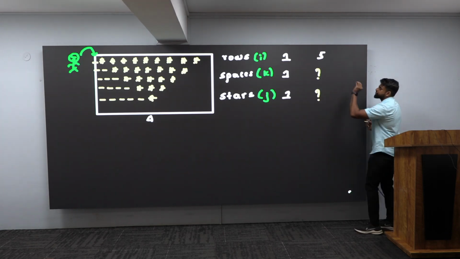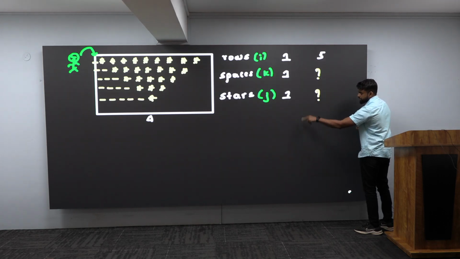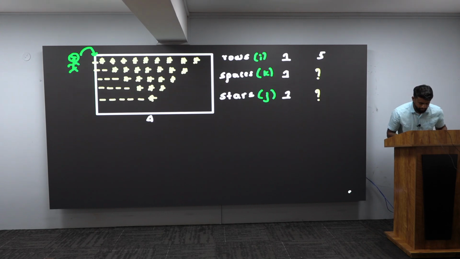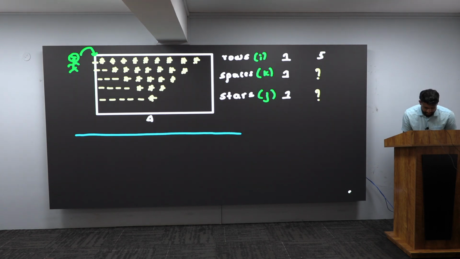Now I have to fill this question mark. For that, I have to create a table. How will you do it? What will I do? I will create one table like this. So this is my table, and this is how I will fill it. Very good.